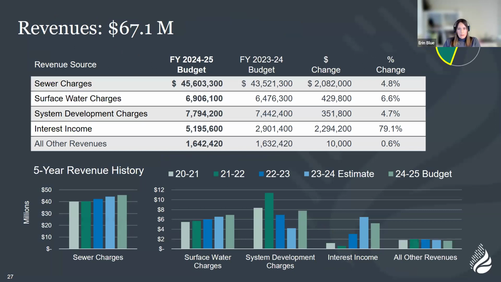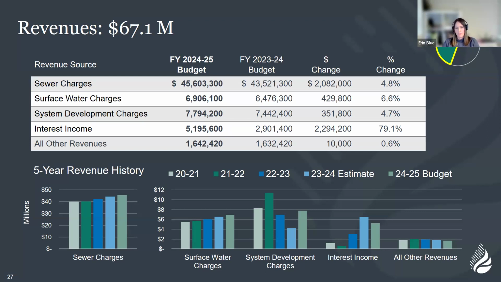So as the revenue history charts in this slide show, sewer and surface water charges increase fairly predictably from year to year as a result of steady rate increases and growth in our service area. System development charges can be relatively volatile as they're driven by development trends. So when housing development decreases, SDCs go down. They're also driven in large part by the timing of large multifamily developments. In 21-22, WES had 2 large multifamily developments that paid SDCs, I think, in May of that year. So that caused that spike that you see down there in the SDC revenue history.